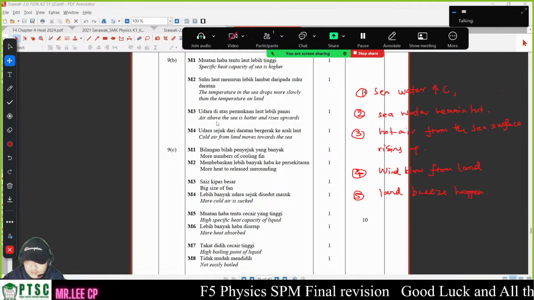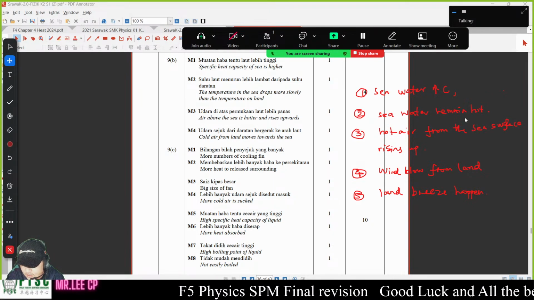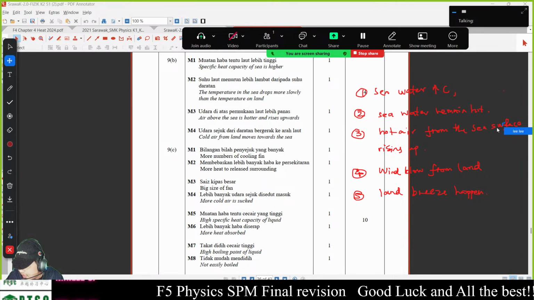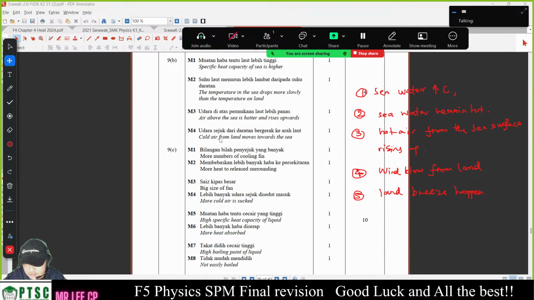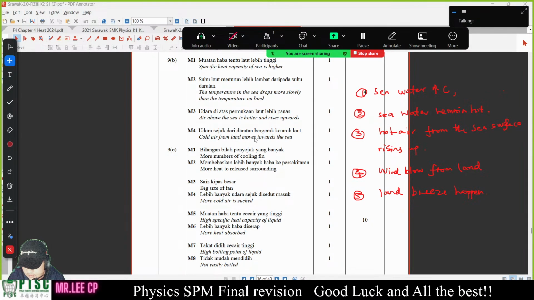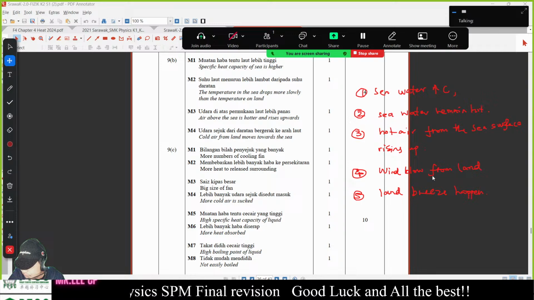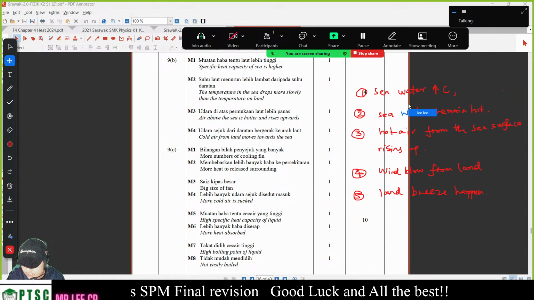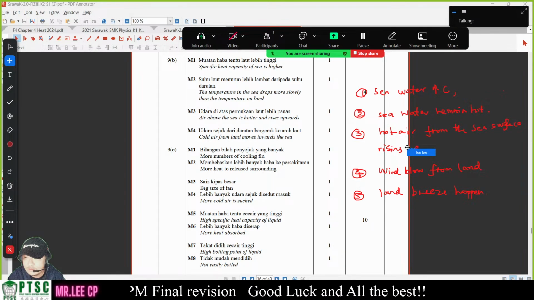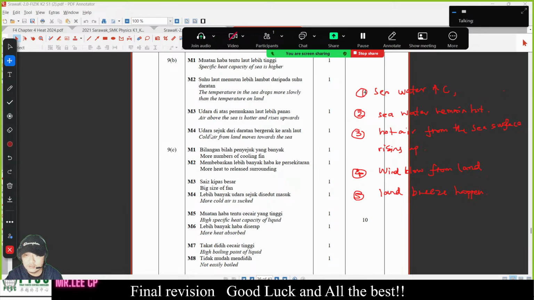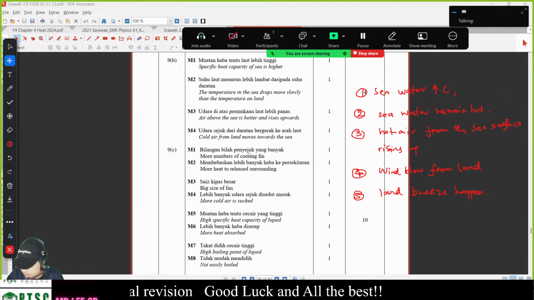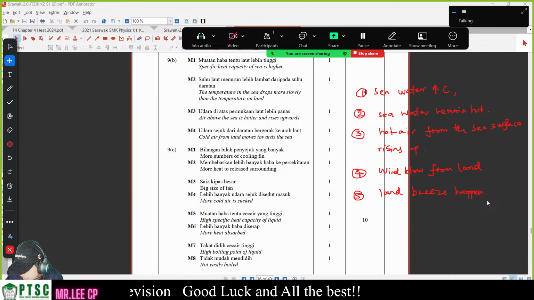So the air above the sea is hotter and then rises up. Air rising up, so cold air from the land moves toward the sea. Wind blows from the sea. So, teacher, you don't have cold. Yeah, 1, 2, 3. I get 3 marks. So cold air from the land, and then I add in land breezes happen.